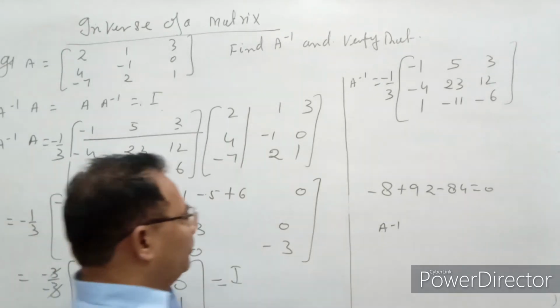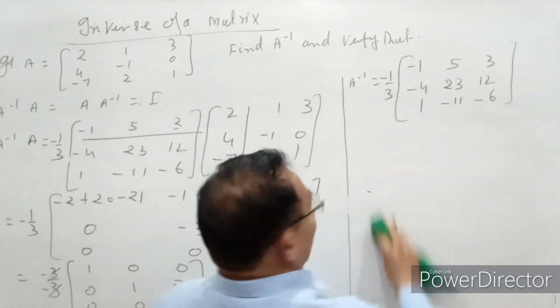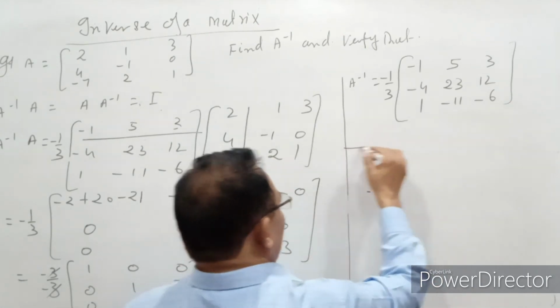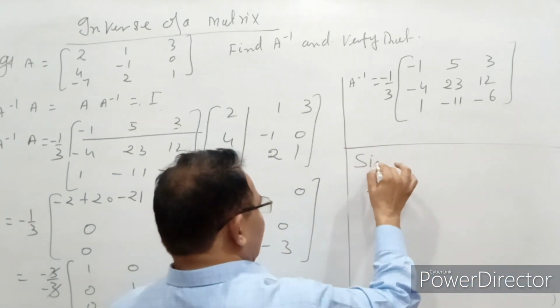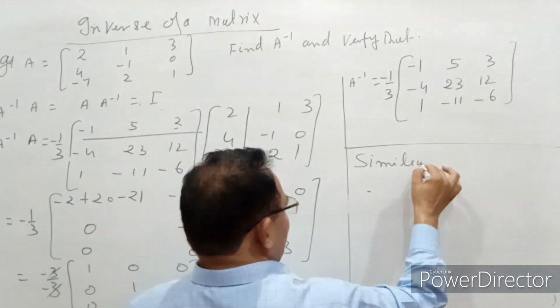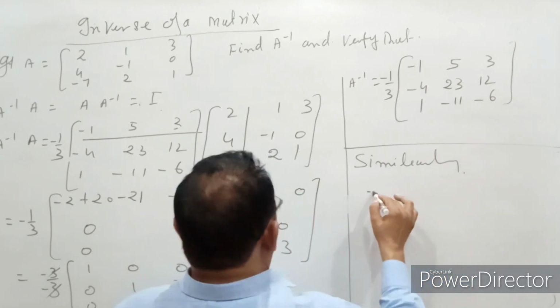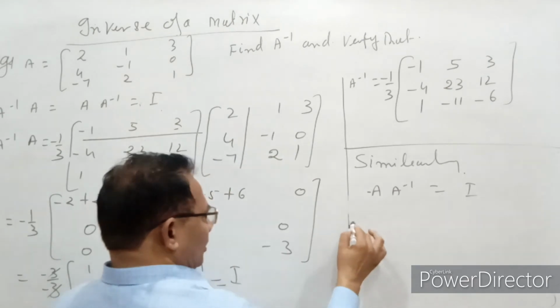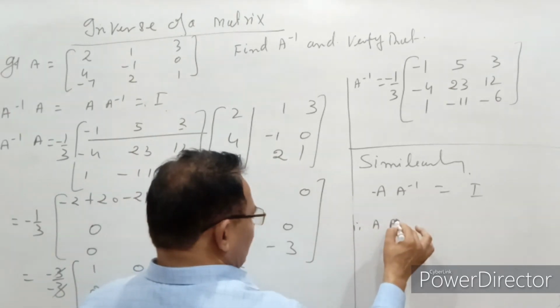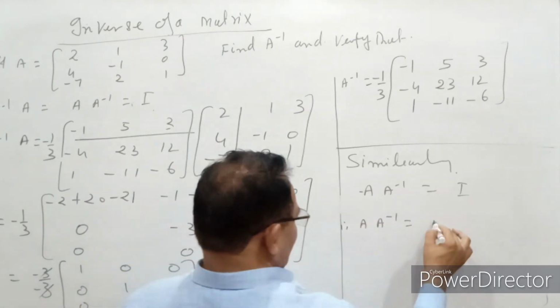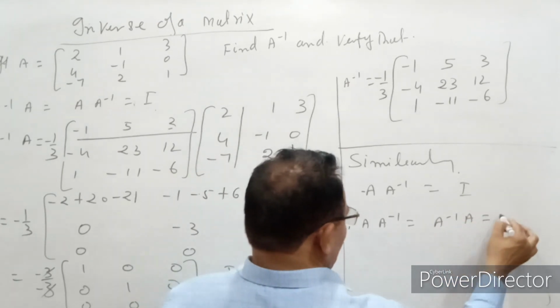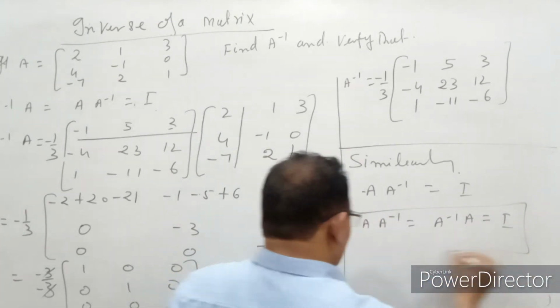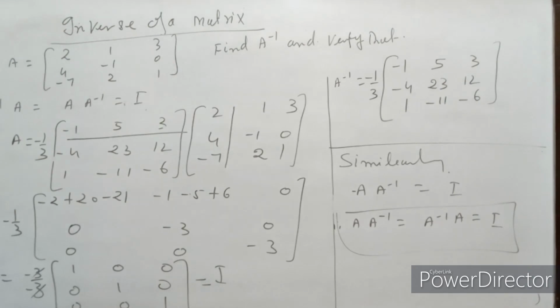Similarly we find, बिल्कुल ठीक इसी तरह से हम निकाल सकते हैं. Similarly we can find A into A inverse is equal to I, and therefore A into A inverse is equal to A inverse A is equal to I. This result is true.